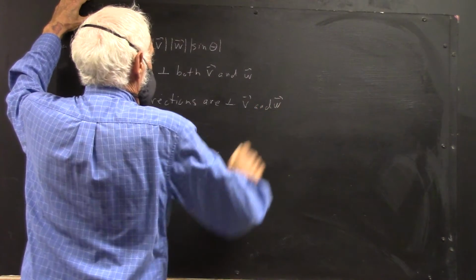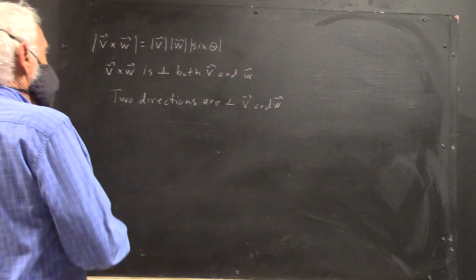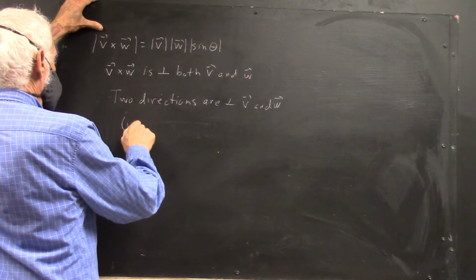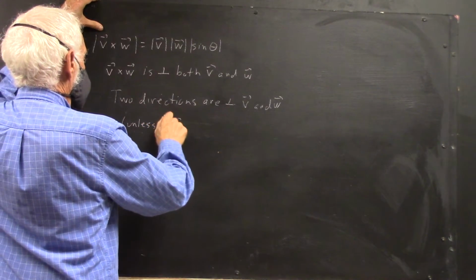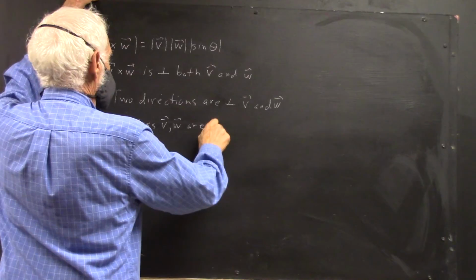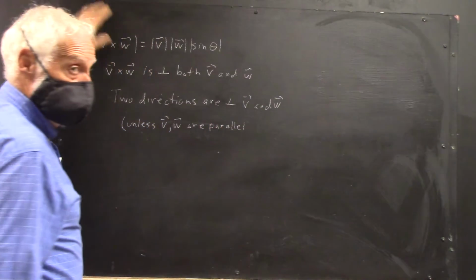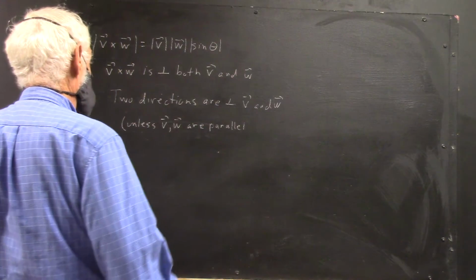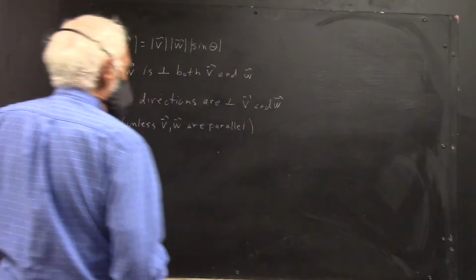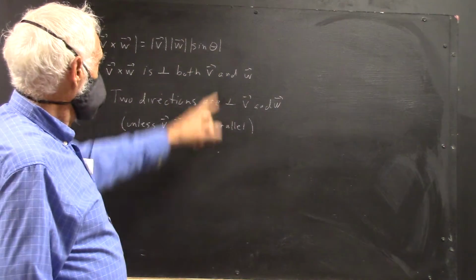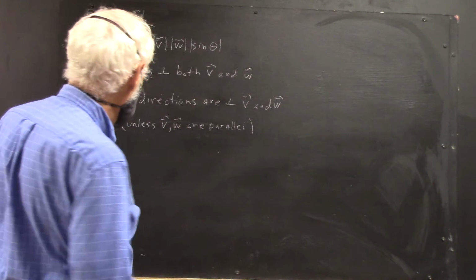Where are you going? There are 2 directions perpendicular to V and W, unless V and W are parallel, in which case the cross product is 0. Because if the vectors are in the same direction, theta is 0 and the sine of theta is 0 and all that stuff. Also because of components.